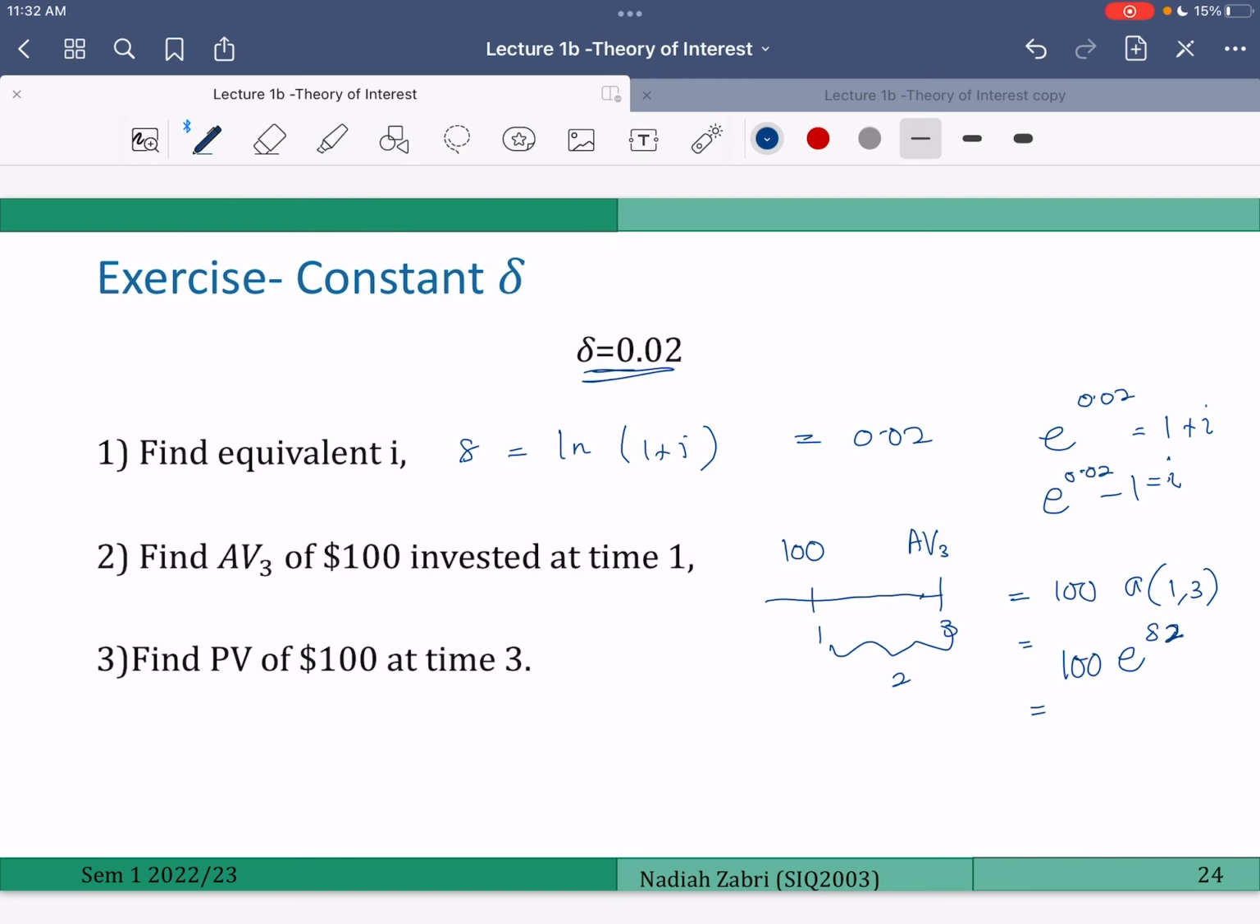Okay, so you get the answer. And then what about this one? Find the present value of 100 at time 3. The 100 is paid at time 3, so we want to find the present value at time 0 of that 100 ringgit. So you do 100 times the PVF. The PVF is going to be e to the power of negative constant delta times the period, which is 3. Delta 3. Okay.